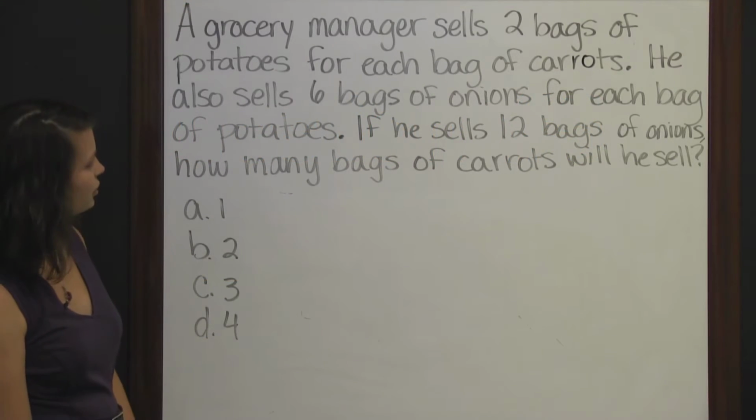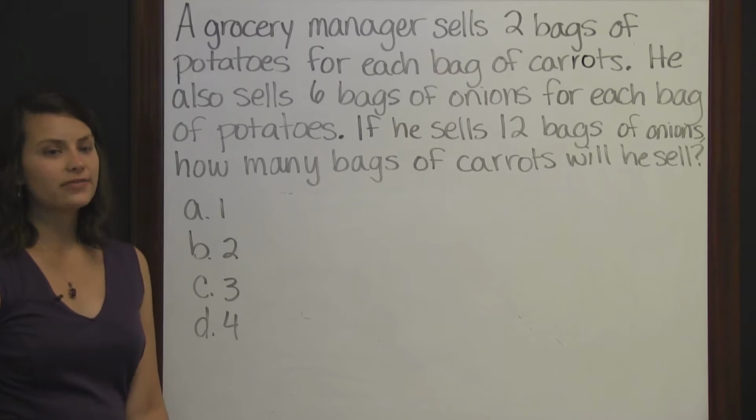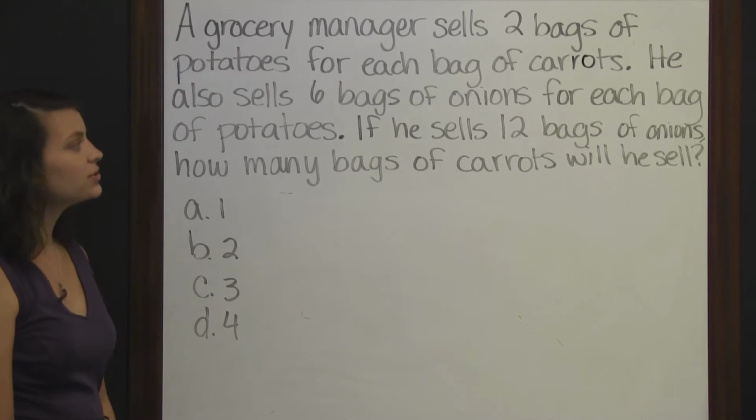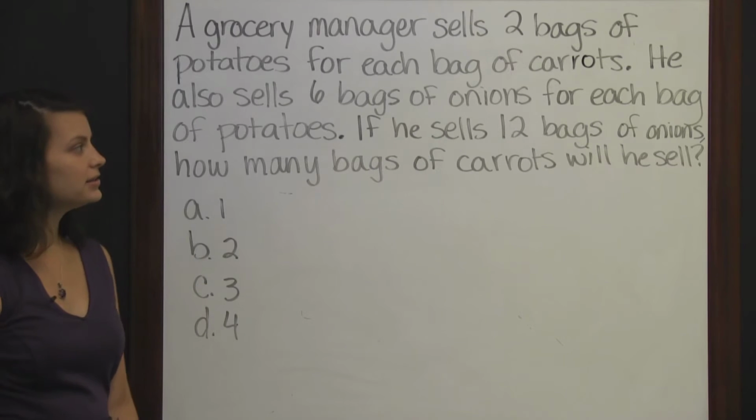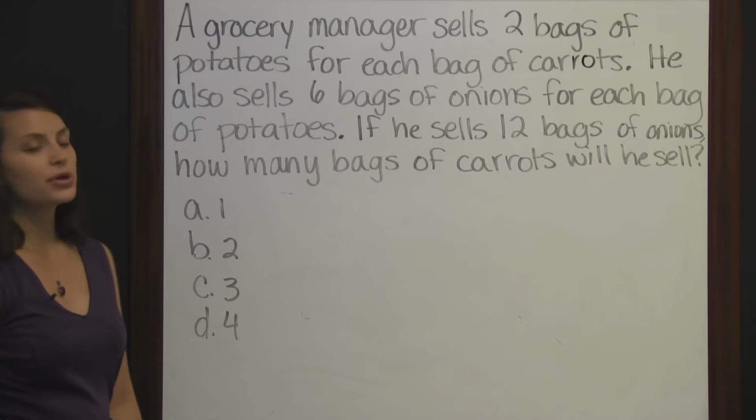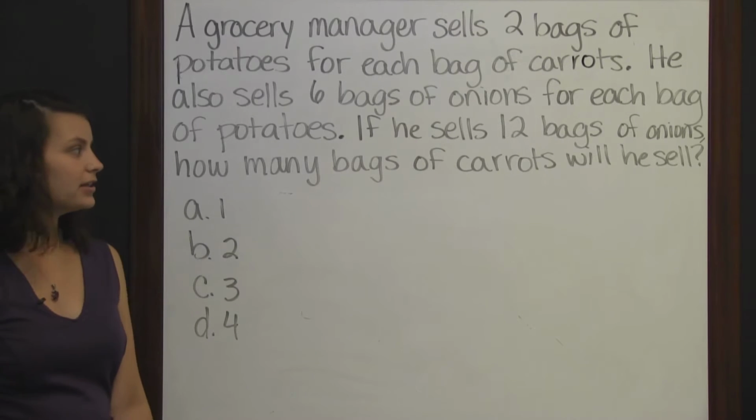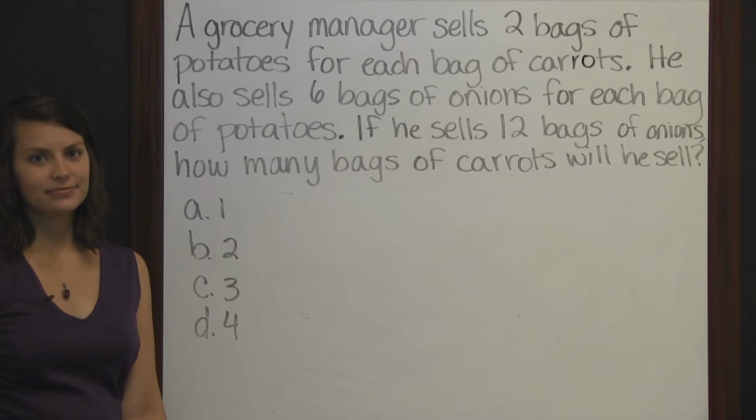A grocery manager sells 2 bags of potatoes for each bag of carrots. He also sells 6 bags of onions for each bag of potatoes. If he sells 12 bags of onions, how many bags of carrots will he sell?